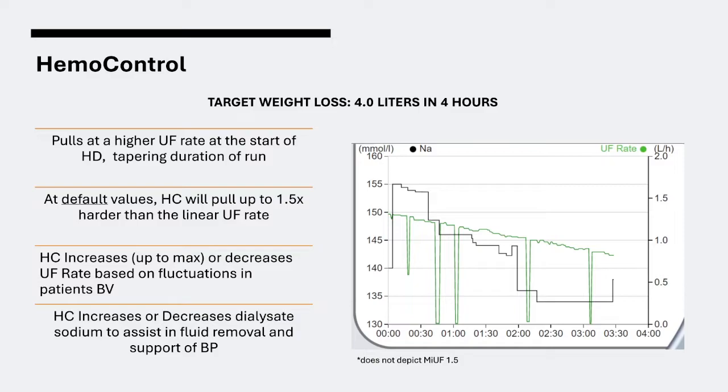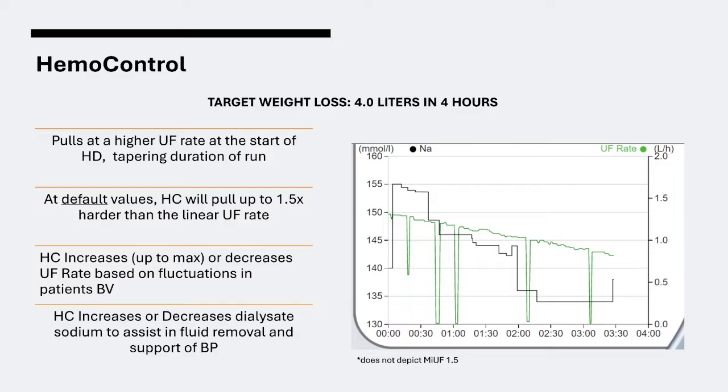But also, fluid is potentially going to shift from their tissues into their vascular space at a greater rate due to the higher accumulation of waste products and potentially their electrolytes being out of whack. So it pulls higher up front, and then as we pull more fluid, their electrolytes go back into balance, we pull off those waste products, and it tapers off until the end of the run. At the default values, meaning that we haven't adjusted any of the HemoControl prescription, HemoControl will pull up to 1.5 times harder than a linear UF rate.